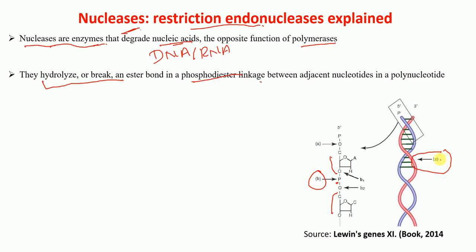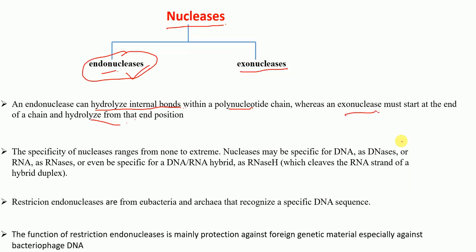It's shown here, this C, they hydrolyze these internal bonds, whereas the exonucleases can act from this side, from the end, and they start at the end of the chain and hydrolyze from that end position. So these are the exonucleases. This is the difference between these two different types of nucleases.